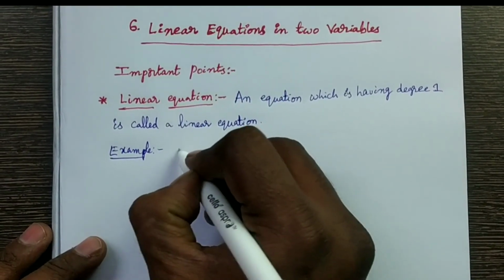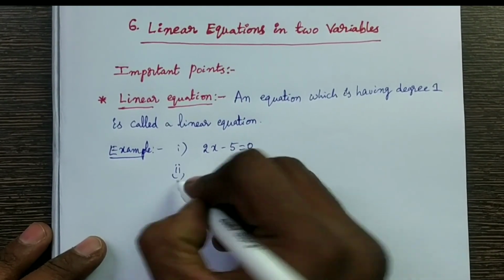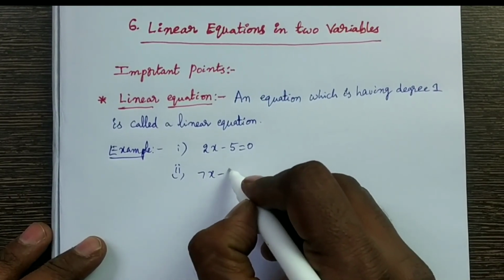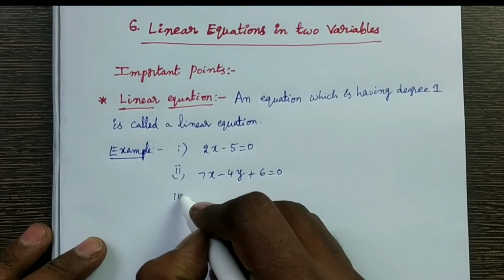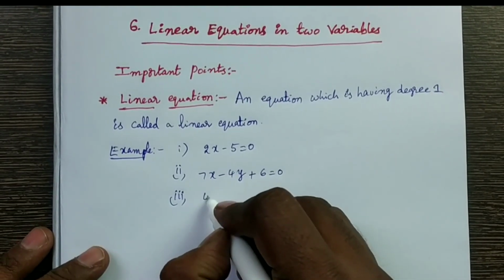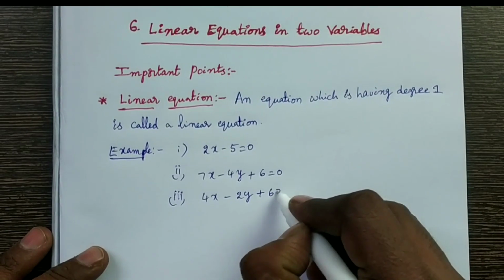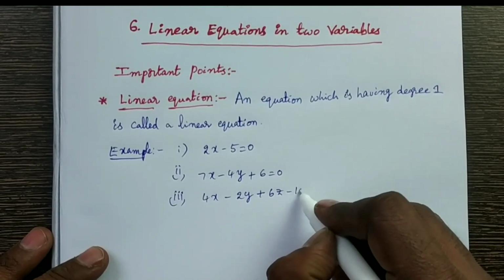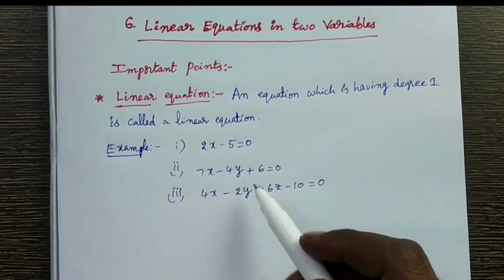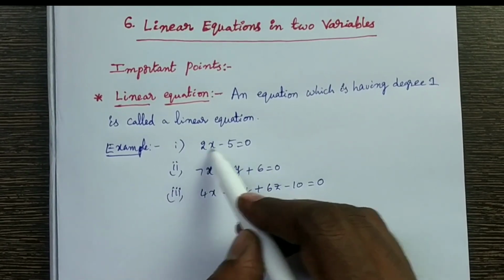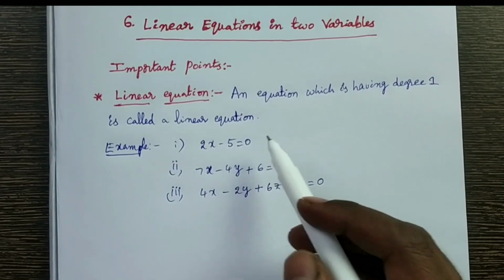Example: 1. 2x minus 5 is equal to 0. 2. 7x minus 4y plus 6 is equal to 0. 3. 4x minus 2y plus 6z minus 10 is equal to 0. Here these are three equations. In these three equations, the degree of this equation is 1, the degree of this equation is 1, the degree of this equation is 1.